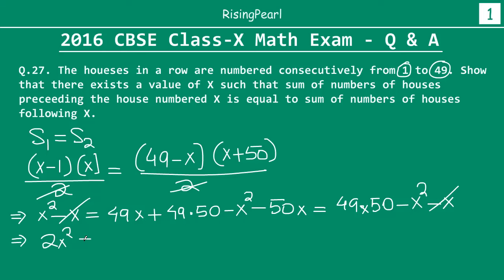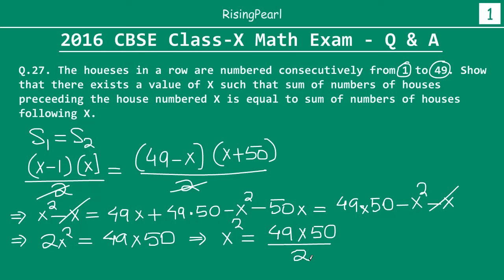And then on this side we have 49 times 50, right? Or from here we can say that x squared will be equal to 49 times 50 divided by 2, right? And then this cancels out, this will be 25, 2 25s are 50. Now 49 is 7 squared, 25 is 5 squared. So x squared is equal to this.